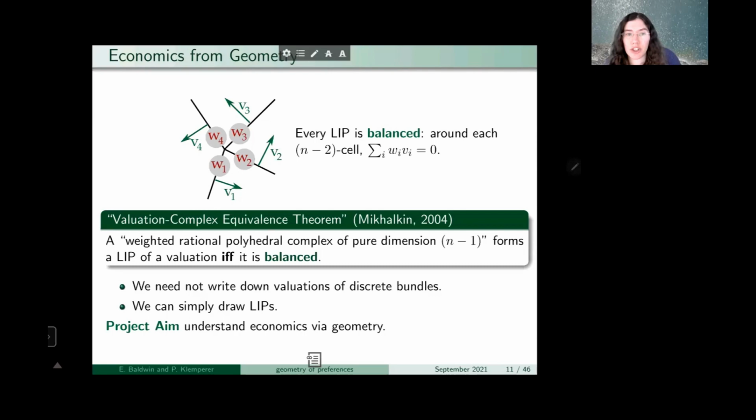So this is mathematically, I think, considered a rather simple point, but economically an incredibly useful point. If you've got a weighted rational polyhedral complex of pure dimension n minus one, which basically means the sort of picture I'm drawing, that forms the lip of a valuation if and only if it satisfies that property. That's the only property you need to check. You check it locally around these next step down cells from the facets, going around with a collection of facets around one of these next step down cells. Is that true? If so, this does come from a valuation.